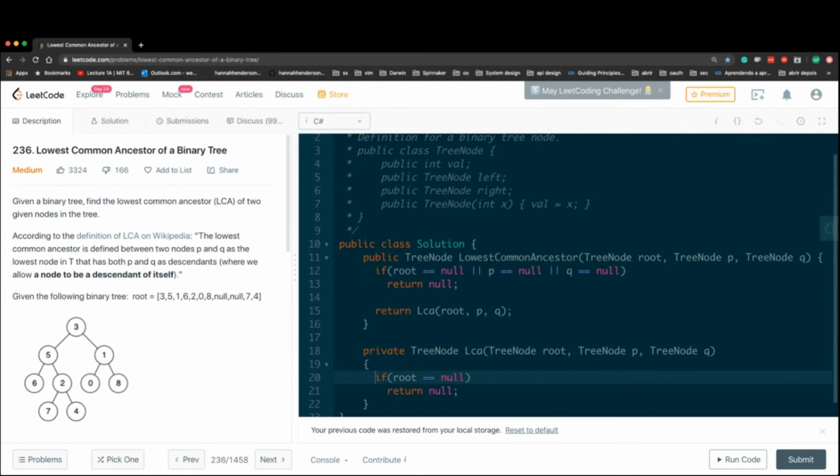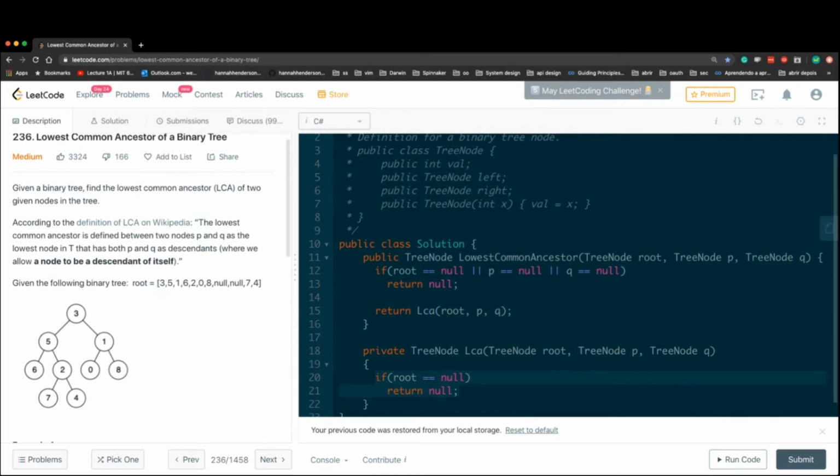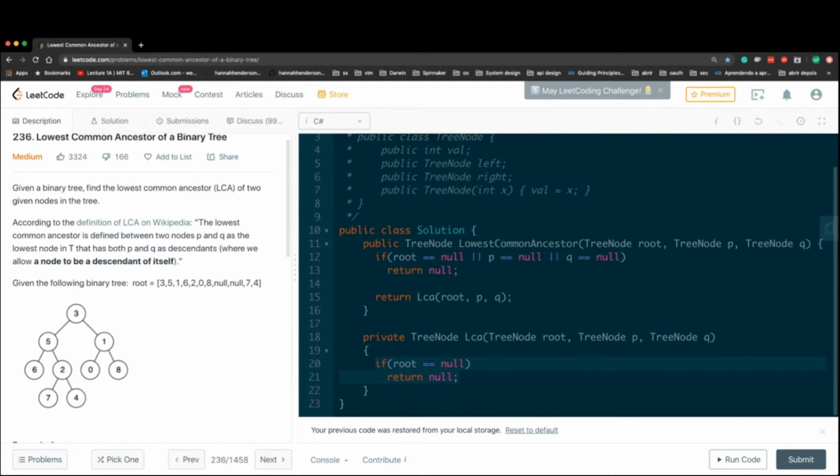And this case here is exactly the case where I showed you here when we are in a leaf node, and leaf nodes here are 6, 7, 4, 0, and 8. The recursion function will try to call the next node which doesn't exist, so it will return null, and this is the case that will protect us in this scenario.